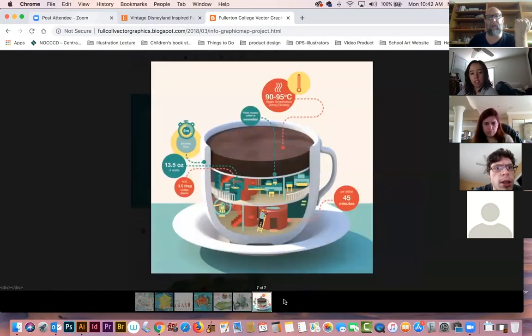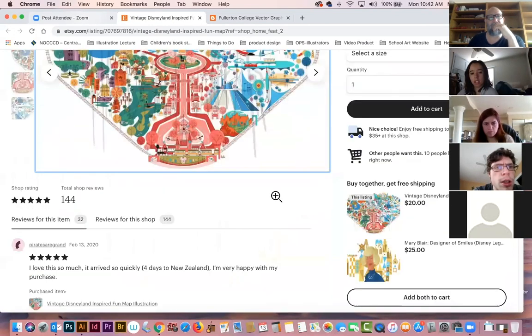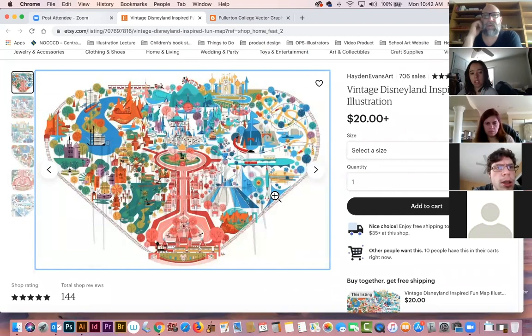Here's another one, okay? This is a map somebody did at Disneyland. Disneyland used to do, and they probably still do, these really cool maps of the park that were super fun looking, and people collect them, it's a cool thing.